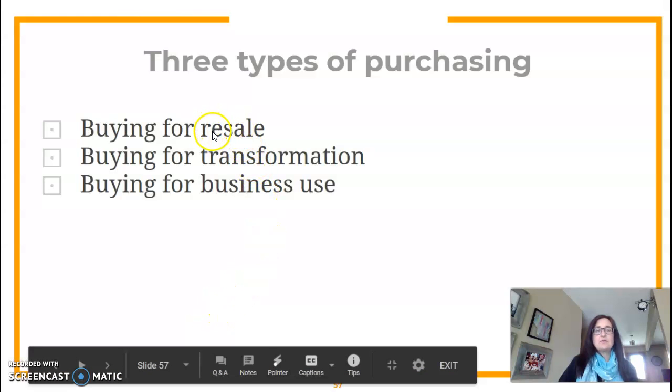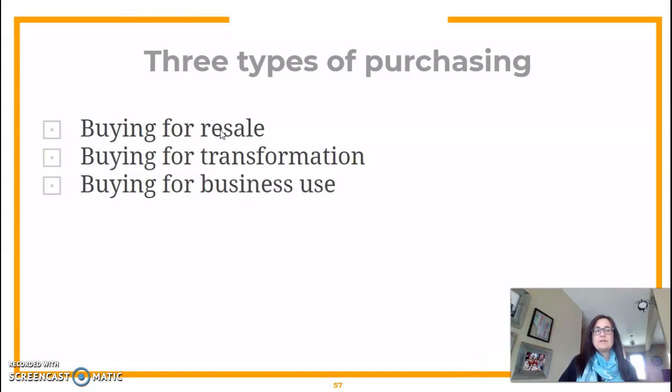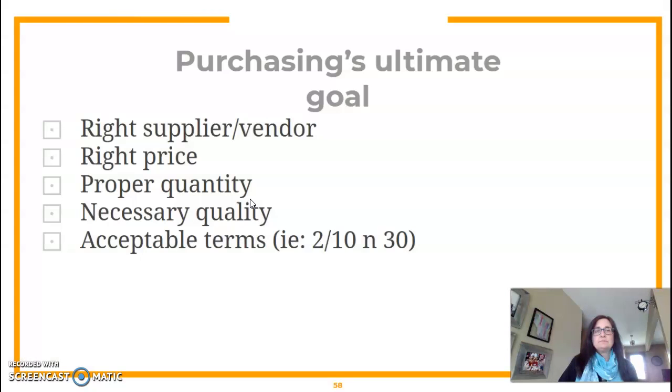Three types of purchasing. You can buy something and then resell it, like any retailer that you go to, like Best Buy. They would buy something like your cell phone, and then they would resell it to you. So they would buy from Apple and then resell it to you. Buy for transformation, meaning raw materials, like the pencil you saw in the video, and making it into a pencil. And then buying it for business use, like pens or pencils.